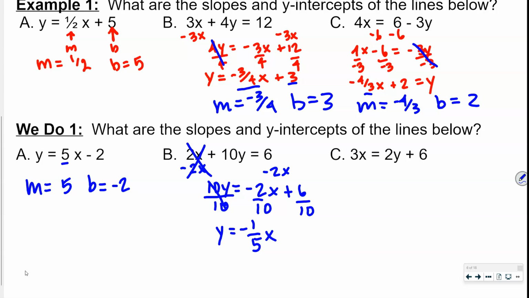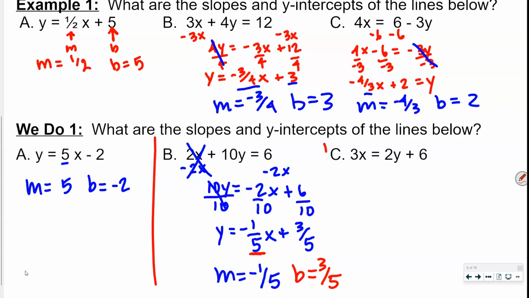And can't both the 6 and the 10 be reduced by 2? How many times does 2 go into 6? 3 times, sorry. This is going to be positive. Plus 3. And how many times does 2 go into 10? It goes in there 5 times, right? So now what is my slope? M is equal to negative 1/5. Again, we're looking for that number in front of that x, right? And then our b is going to be equal to what? 3/5. Because it's our constant, okay?